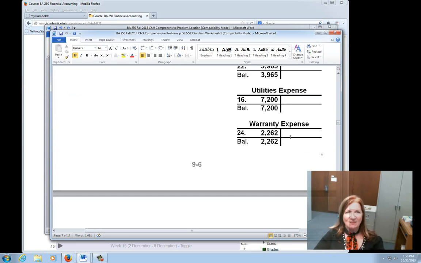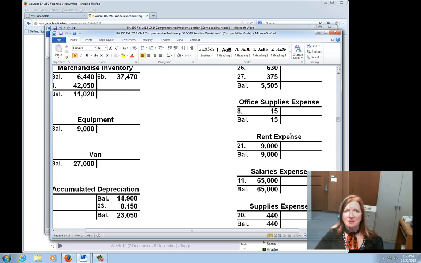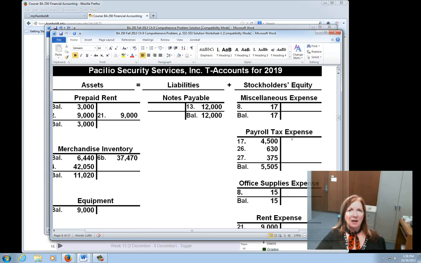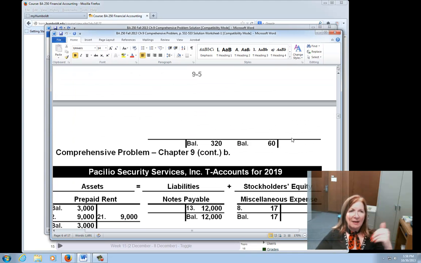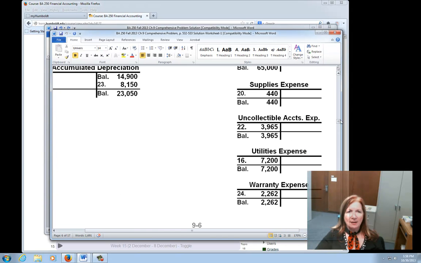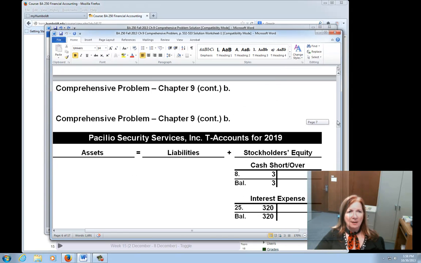So these would all have debit balance, all these expenses, and at this point they're open. We haven't made up our financial statements yet. We have written our adjusting entries, and so after this we'll prepare a trial balance for all of these.